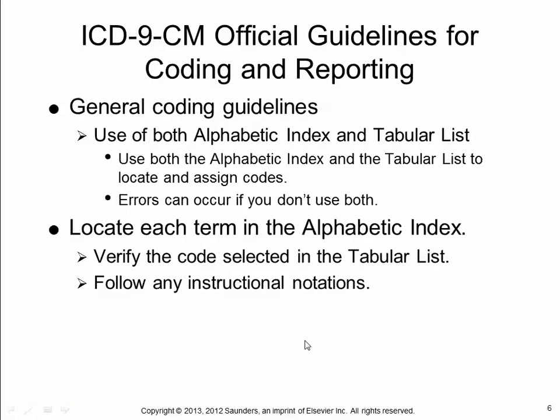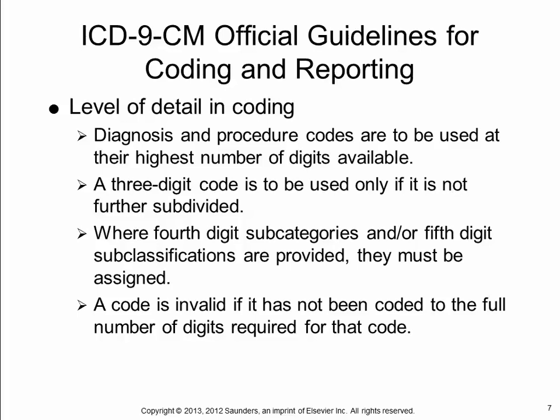Okay, general coding guidelines. You use both the alphabetic index and the tabular. We've discussed that, right? You locate your terms in the alphabetic, you find them in the tabular, and you follow any instructional notes. Level of detail in coding. Okay?